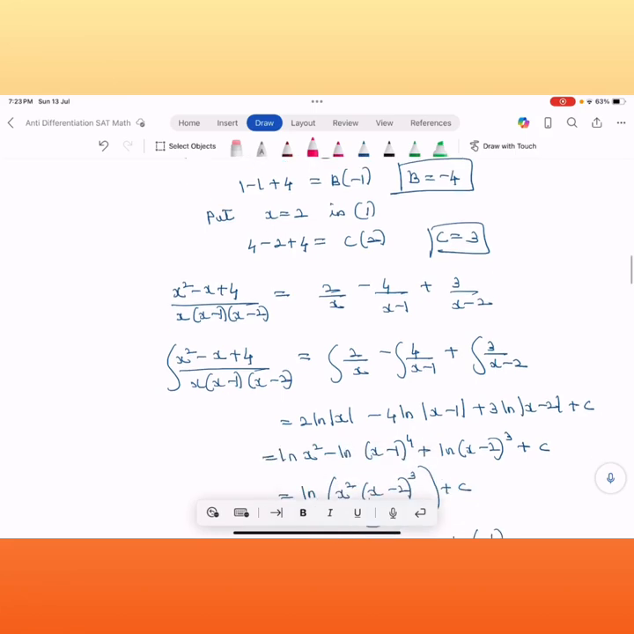And now you integrate it. So what is integral 1 by x? You get 2 log mod x minus 4 log mod x minus 1. And what is integral 1 by x minus 2? 3 log mod x minus 2 plus c.